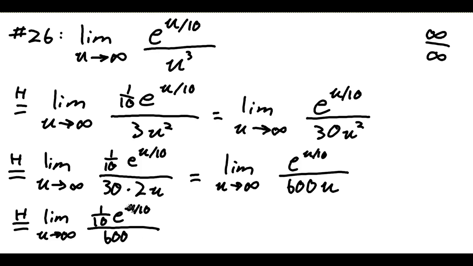we can see now all that's left is this e to the u over 10. That is approaching infinity. The 1/10, this is still approaching infinity, divided by 600, it's still approaching infinity. And we find that that limit is infinity, meaning that it grows without bound. That limit does not exist within the real number system, but it increases without bound.